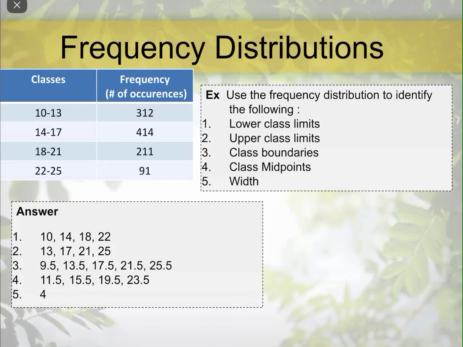And finally, the width. Don't forget, you're not subtracting for the width of each class 13 minus 10. You're doing 14 minus 10, the lower class limit of 2 consecutive classes. So 14 minus 10 and 18 minus 14 and 22 minus 18. Of course, all the class widths should be the same number.